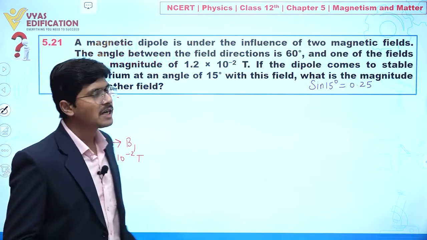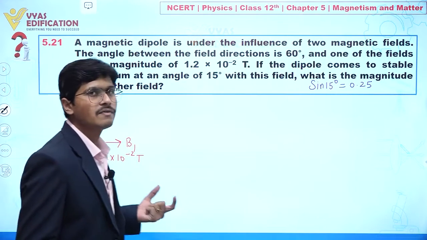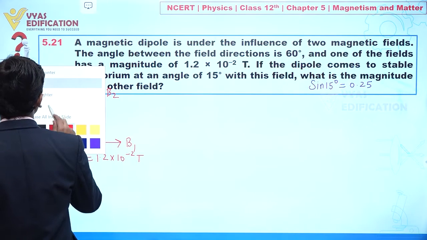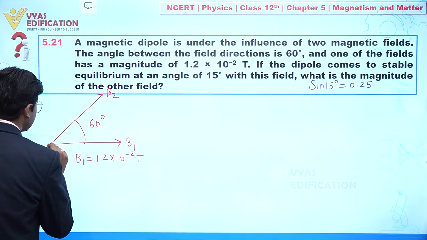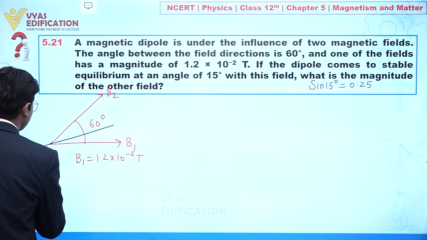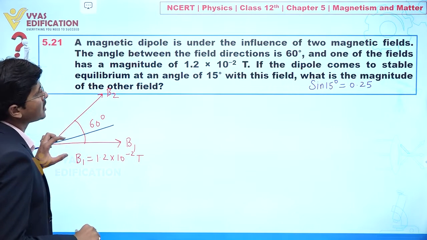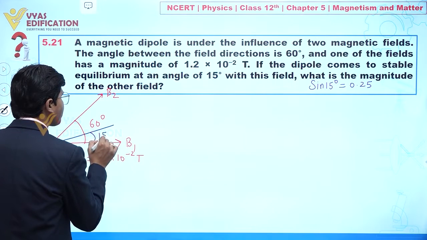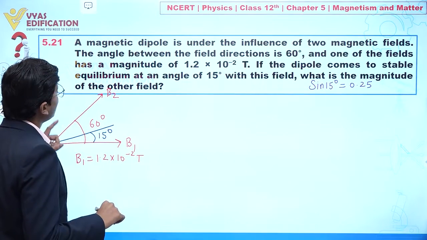If the dipole comes to stable equilibrium at an angle of 15 degrees with this field. Clear? So now let's suppose this is the position of the dipole. At this position the dipole is in stable equilibrium, making an angle of 15 degrees with this field. Now what is the magnitude of the other field?